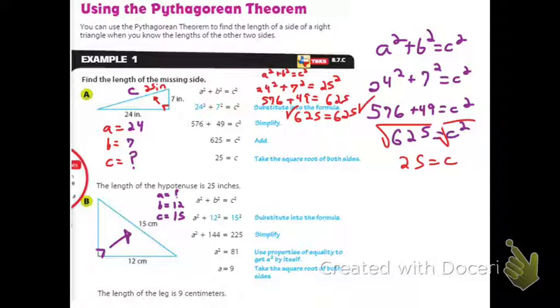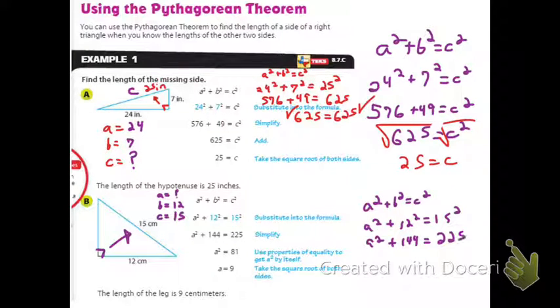So once we have all that, we can plug everything into the formula, which is A squared plus B squared is equal to C squared. A squared plus 12 squared equals 15 squared. And y'all can just go step by step, but once y'all get the hang of it, you all can skip a lot of these steps. The reason that I go step by step is just to show you all the process.